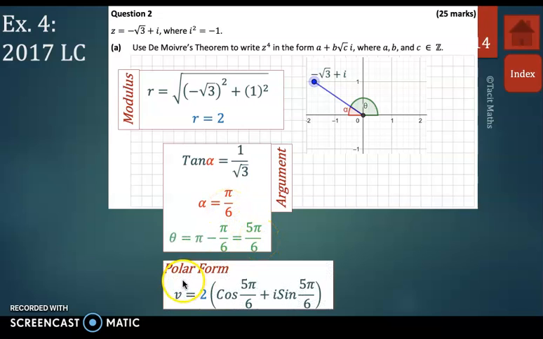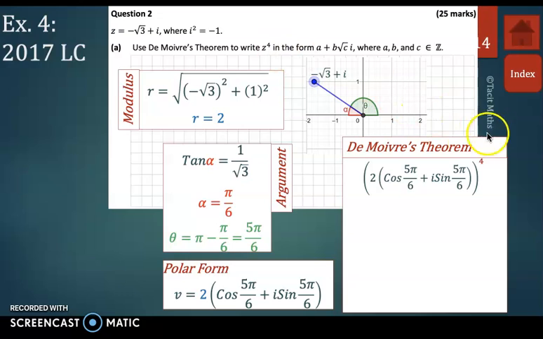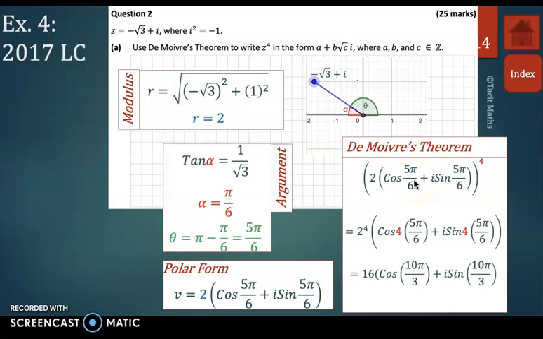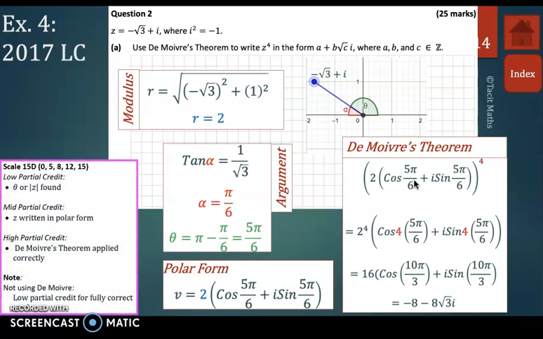That goes into your formula for polar form. And we want z to the power of 4, so we use de Moivre's theorem. So that's 2 to the power of 4, and you're multiplying your angle by 4 as well. Okay, and once you have that done, type it into your calculator, and there you have your answer. So imagine that was 15 marks this year for a very, very straightforward de Moivre's theorem question.